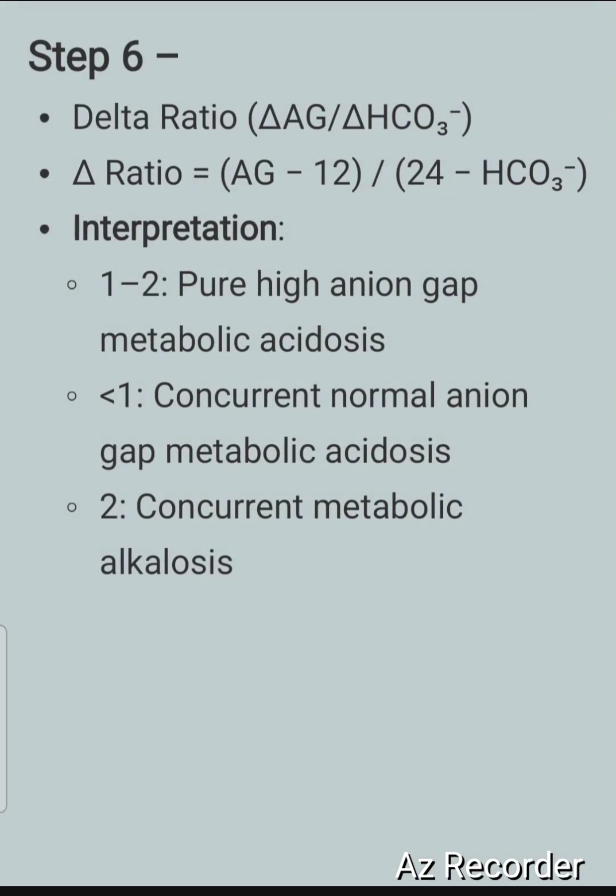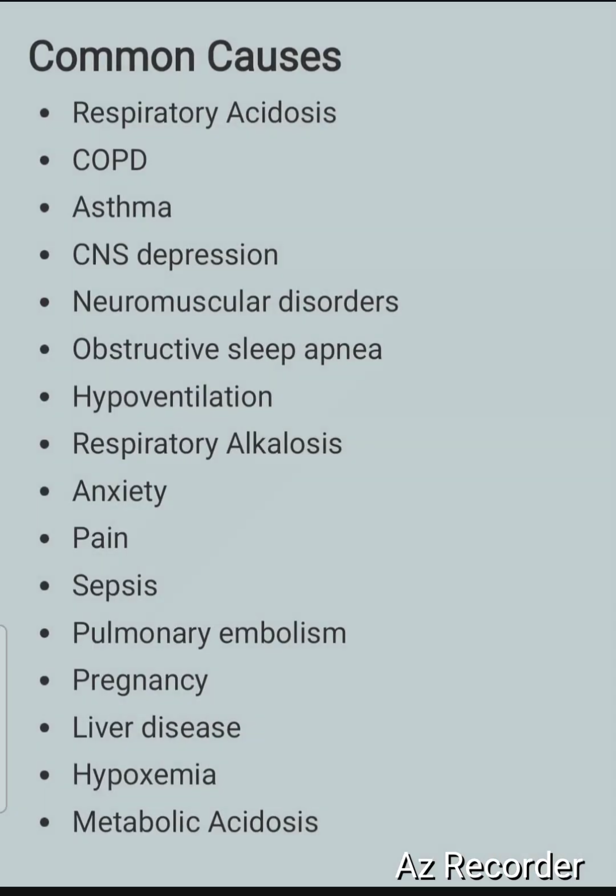Step 6. Calculate the delta ratio. So delta ratio is equal to delta anion gap, which is the difference of anion gap and 12, over delta bicarbonate. Delta ratio is equal to anion gap minus 12 divided by 24 minus bicarbonate. It is interpreted as: if it is 1 to 2, this is a pure high anion gap metabolic acidosis. If it is less than 1, there is concurrent normal anion gap metabolic acidosis. If it's more than 2, then there is a concurrent metabolic alkalosis.